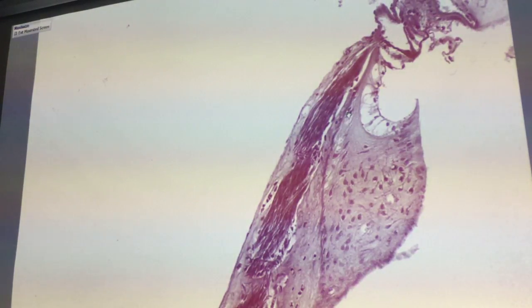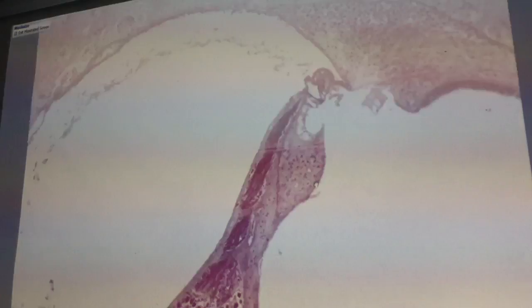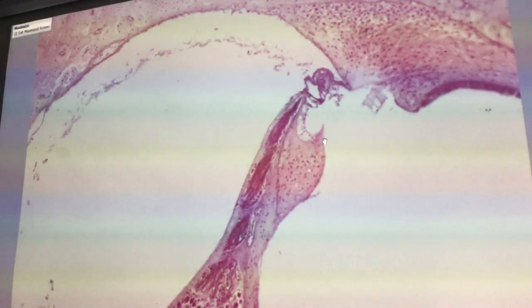Phalangeal cells, etc. Under the hair cells, excuse me. The dendritic extensions of ganglion cells end up with the hair cells, inner and outer hair cells, you know. This is the tectorial membrane.